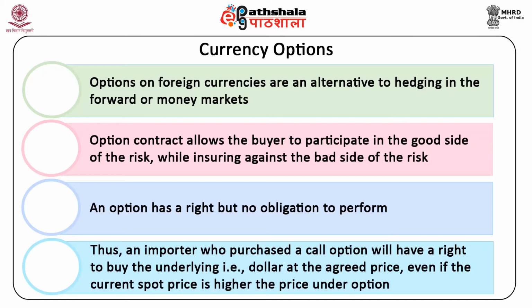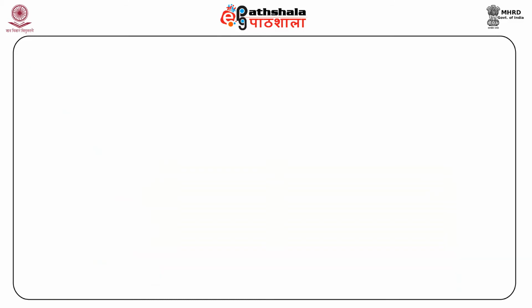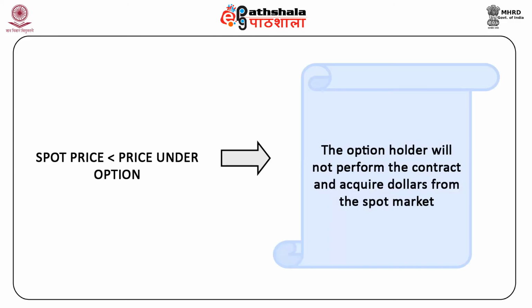Thus, an exporter who purchased a call option will have a right to buy the underlying, that is, dollar at the agreed price, even if the current spot price is higher than the price under option. On the other hand, if the spot price is much less than the price under option, the option holder will not perform the contract and acquire dollars from the spot market.